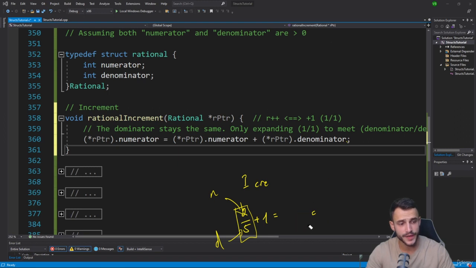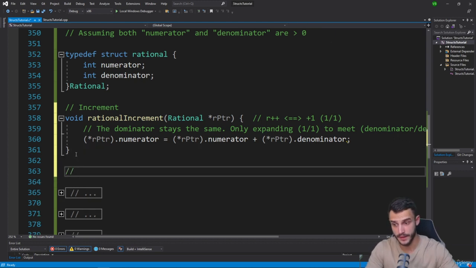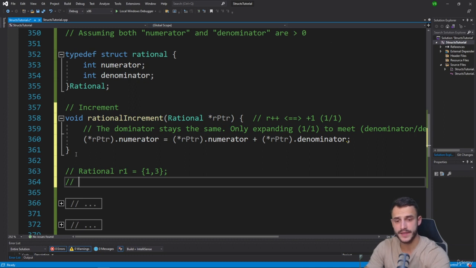So one question for you is how you can call this function. And you can call this function in a very simple way. When you are going to check it out in the main function, you can create some rational number. So create rational R1 with, I don't know, 1 and 3 values. Okay. And then what we are going to do is simply make this function call as rational increment and then specify here the address of R1. That's what we are going to do.